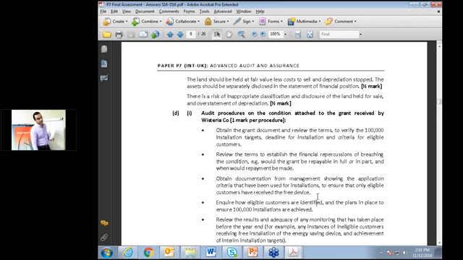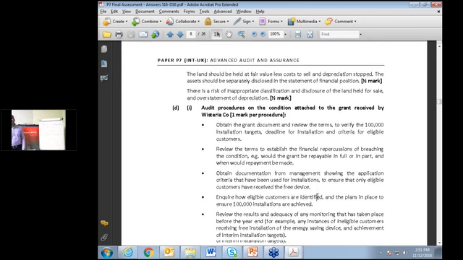The responses you see on the screen relate to obtaining the grant document and reviewing the terms to verify 100,000 installation targets, deadline for installation and criteria for eligible customers. Also review the terms to establish the financial repercussions of breaching the condition. Obtain documentation from management showing the application criteria that has been used for installation. Inquire how eligible customers are identified and the plan in place to ensure 100,000 installations are achieved. Again, everything is associated with the condition attached to the grant, not with the other aspects of IAS 20 or recognition of assets or income and expenses and so on. So it is important to understand what is actually required.